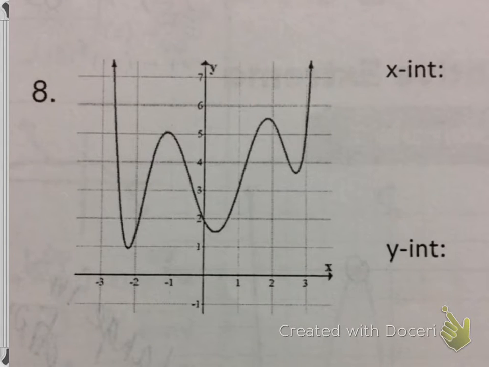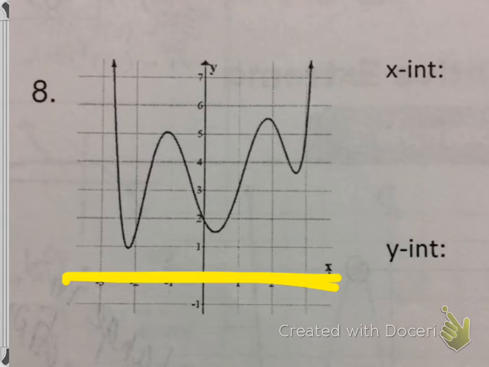One more problem here with this. So x-intercepts, what do you think? Anything crossing or touching the x-axis? Nope, so that's going to actually be undefined or no intercepts at all. Okay. And then the y-intercept, it's touching or crossing at y equals 2. So you can put y equals 2, you can just put the number 2 there.